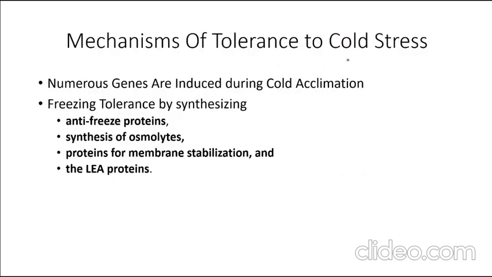Now, in response to cold stress, the plant shows several kinds of mechanisms. Numerous genes are induced during cold acclimation, and for freezing tolerance, they synthesize antifreeze protein, in short AFP. They synthesize osmolytes, proteins for membrane stabilization, and Lea proteins. Now, we saw that Lea protein was synthesized in drought stress also. So these proteins also help to combat various stress responses.